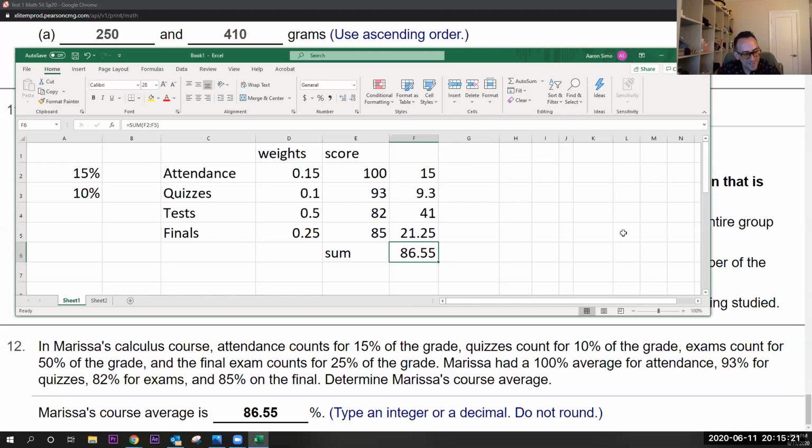We should have statistics on Excel, huh? We should have a class where we teach it on Excel. Yeah, that'd probably be pretty good, actually. Since everybody already has Excel pretty much.